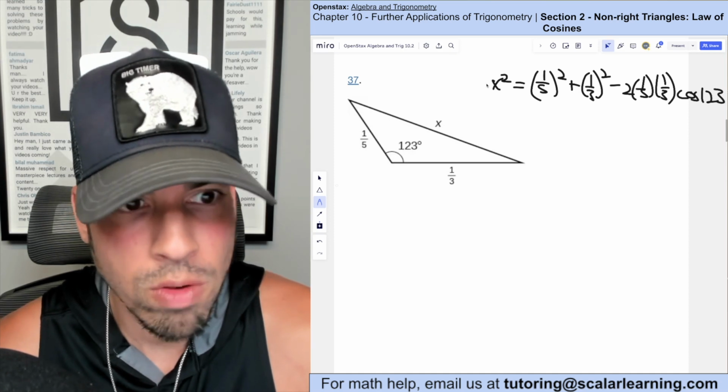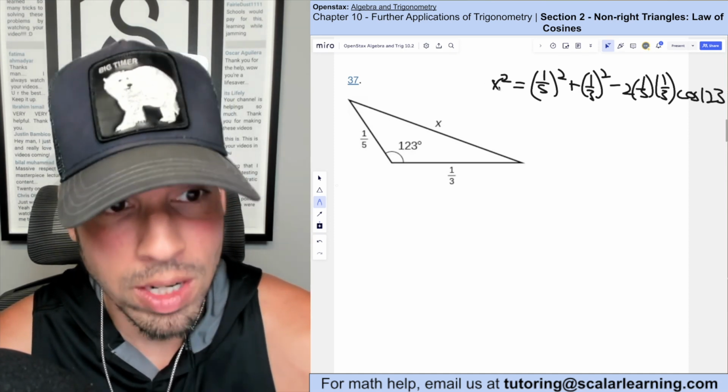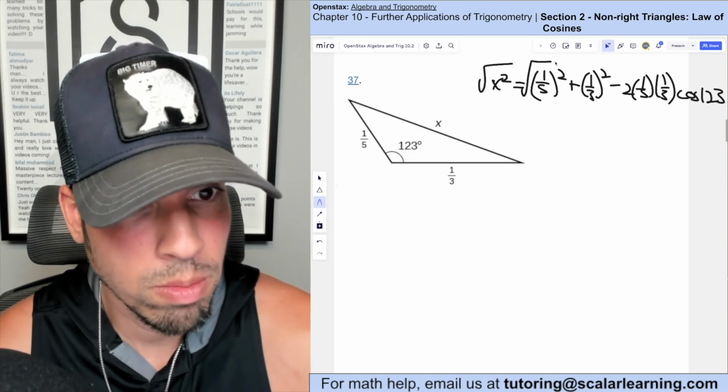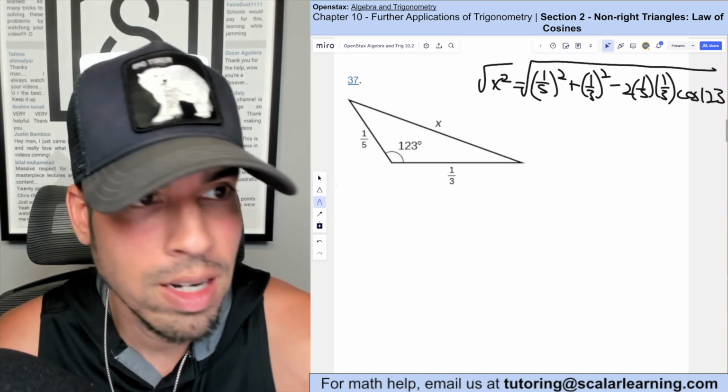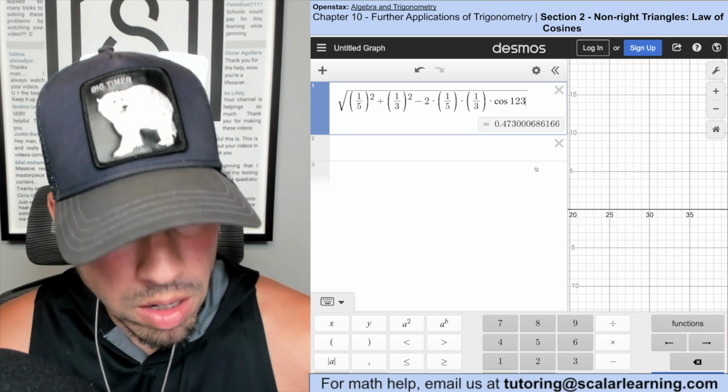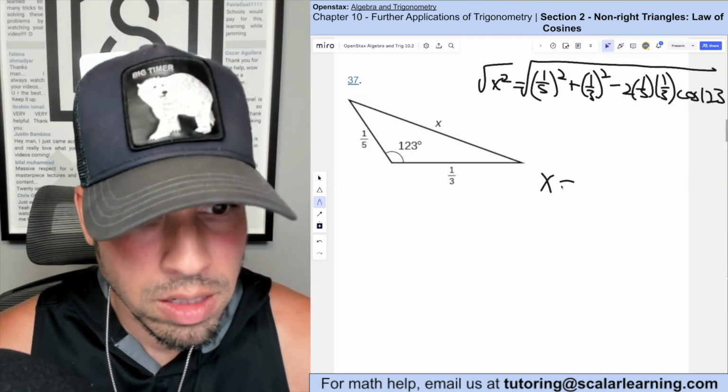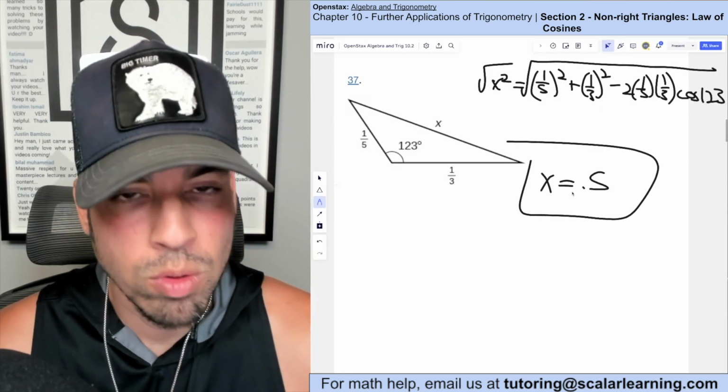And now if we want to solve for this, all we have to do, because I want x, I don't want x squared, so I got to take the square root of both sides. And if I just plug this into Desmos, we're good to go. So let's do that now. So we get 0.5 rounded to the nearest tenth. So x equals 0.5, boom, done.